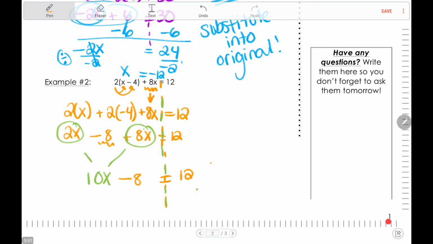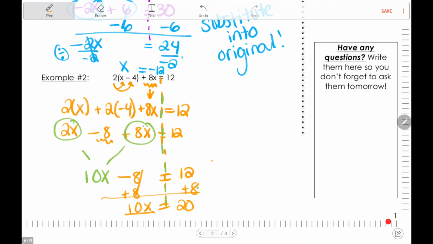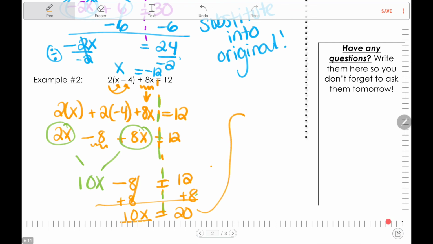Go ahead and finish that, please. Great. So you would have done this, and got 20 equals 10x divided by 10. Oh no, I'm running out of room. Let me finish that over here. 10x equals 20. Divide by 10, divide by 10, and you get x equals 2.